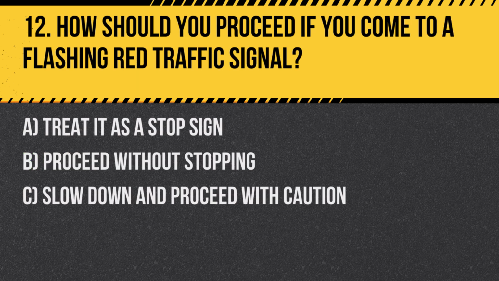Question 12. How should you proceed if you come to a flashing red traffic signal? A. Treat it as a stop sign. B. Proceed without stopping. C. Slow down and proceed with caution. Answer. A. Treat it as a stop sign. A flashing red traffic signal should be treated as a stop sign. You must come to a complete stop and proceed when safe.